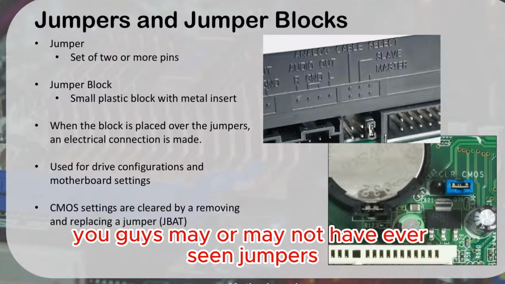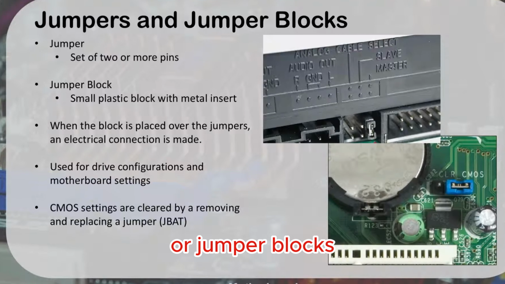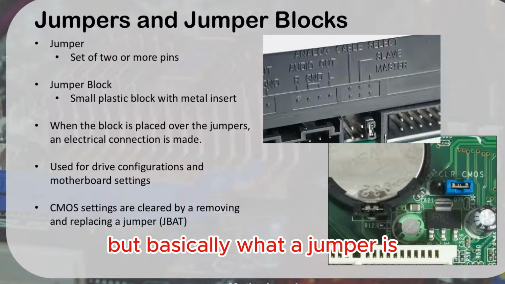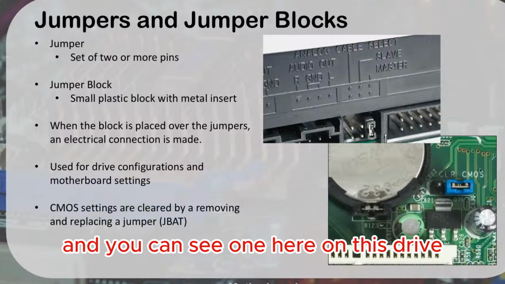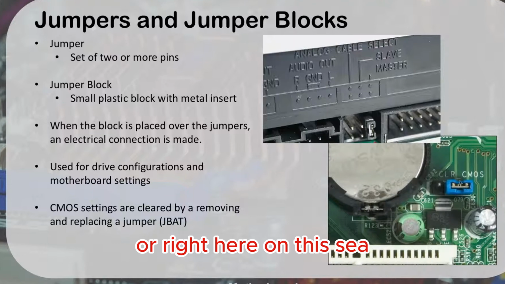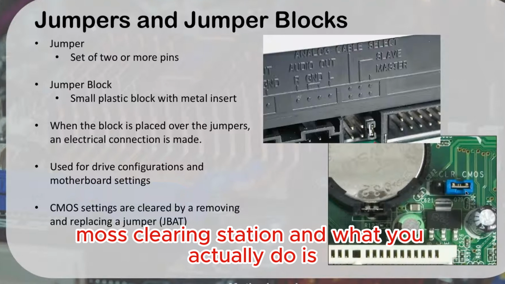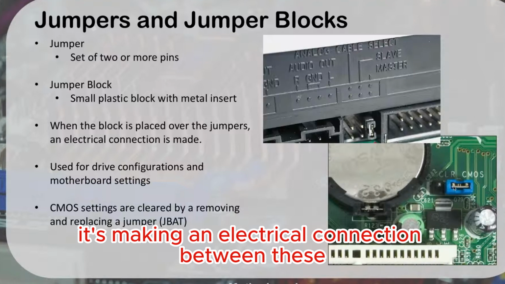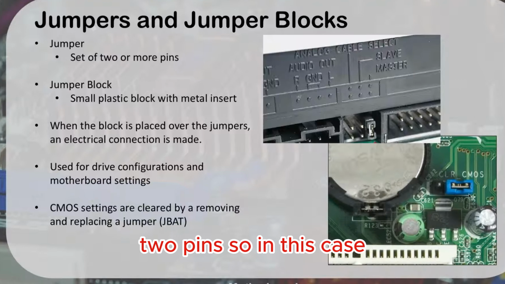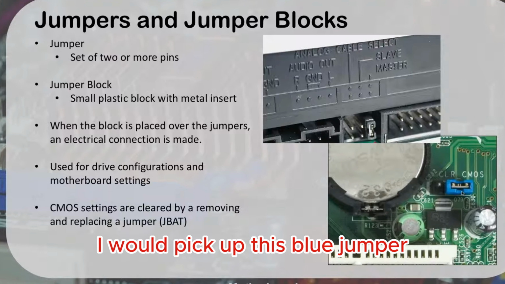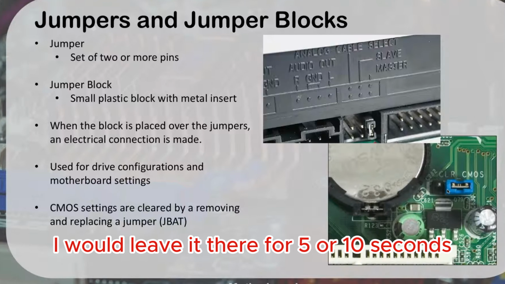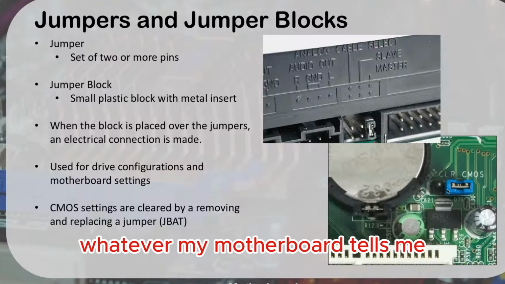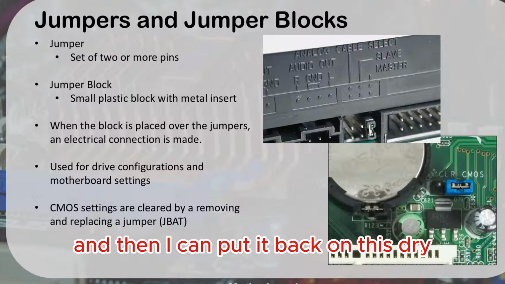Jumpers and jumper blocks. You guys may or may not have ever seen jumpers or jumper blocks. I'll show you some in this class as well. Basically, a jumper is a little plastic piece that has metal in between it. You can see one here on this drive, or right here on this CMOS clearing station. What you actually do is make an electrical connection between these 2 pins. In this case, if I wanted to clear the CMOS, I would pick up this blue jumper and put it on these 2 pins. I would leave it there for 5 or 10 seconds, whatever my motherboard tells me, and it's going to clear the settings of that memory.